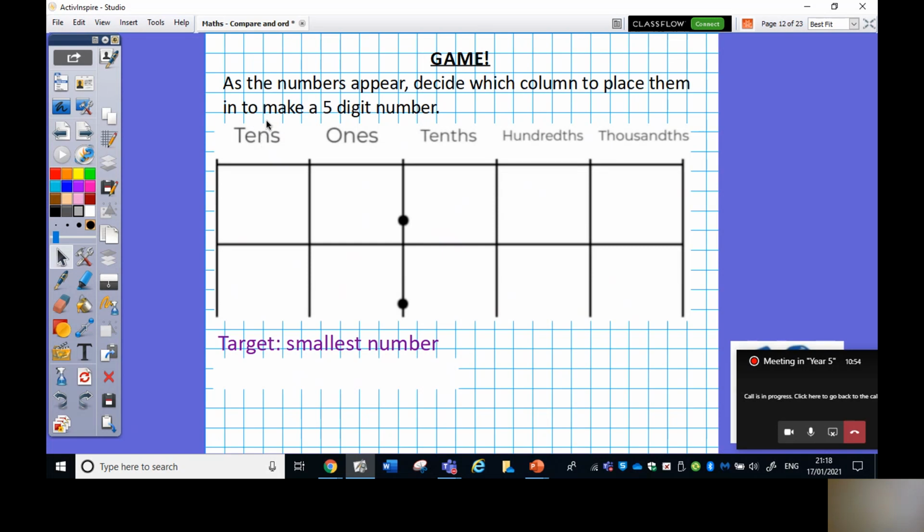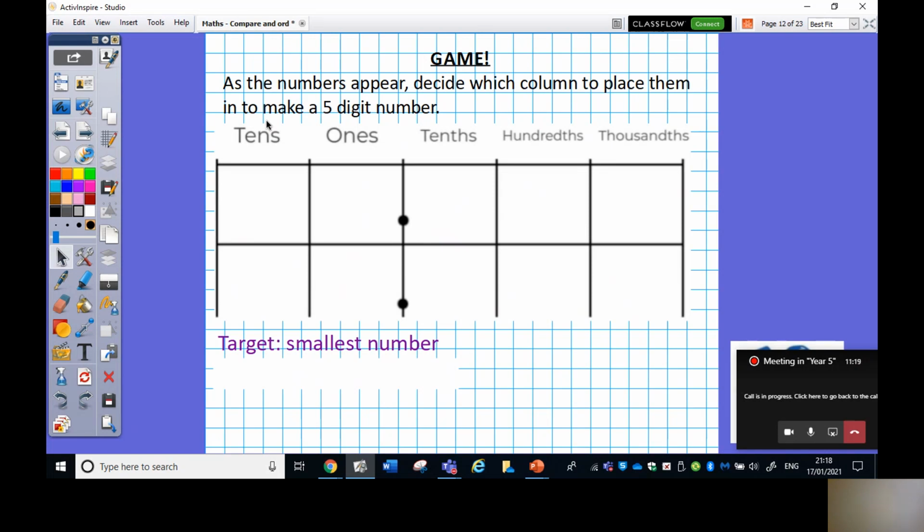So I'm going to reveal 5 digits. I've got a dice here, and it's a special dice. It's got numbers 0 to 9. Now, you need to decide which column to place the digits in, okay? But the target is to create the smallest number. So by the end, you'll have a 5-digit number and you want it to be as small as you can.